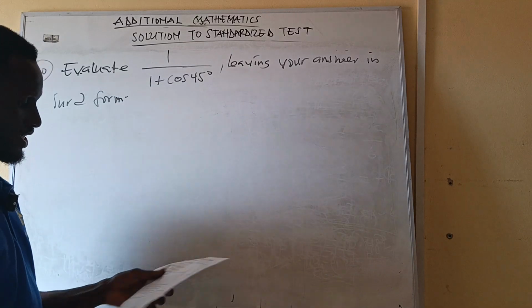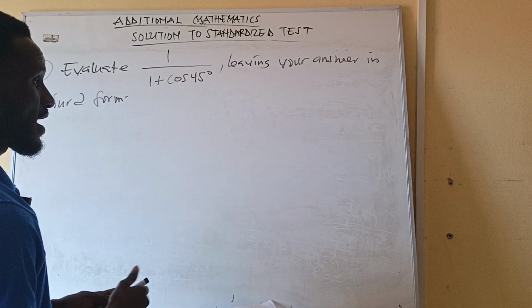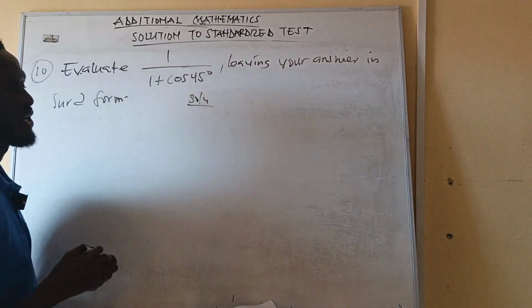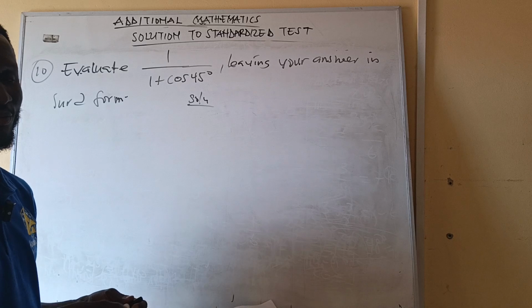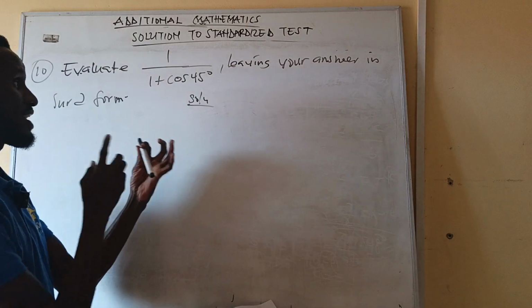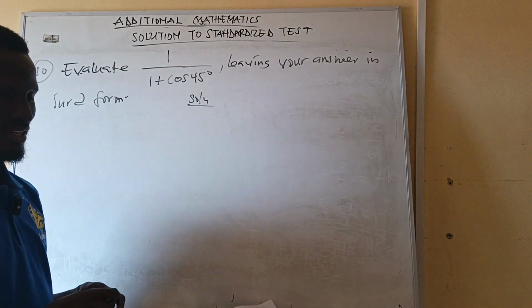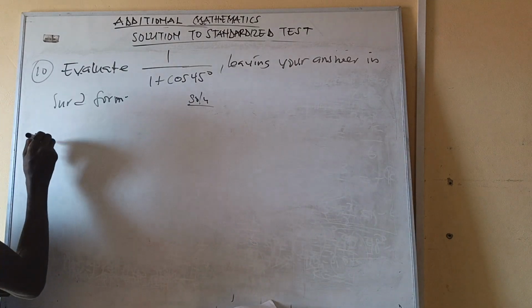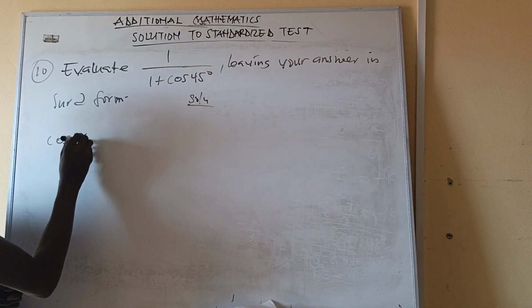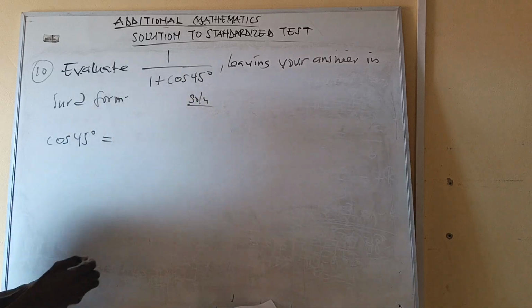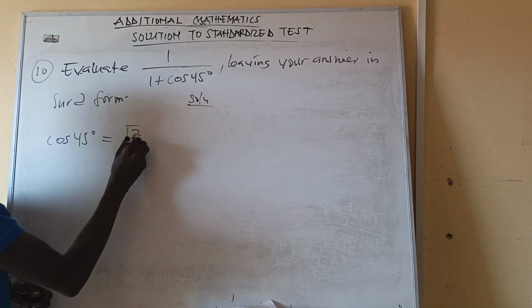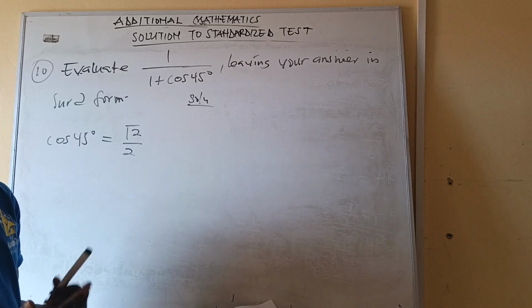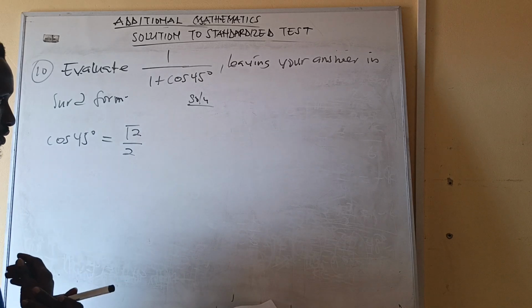Now we are to evaluate this one, then we leave our answer in surd form. Don't forget that this one is under trigonometry. When you check on my YouTube channel, go to trigonometry, we have so many questions on this. This one is very simple. Now the cos 45 is a special angle which is the same as root 2 out of 2. You get it? Cos 45 is a special angle. You're supposed to know. Yes, it's root 2 out of 2.